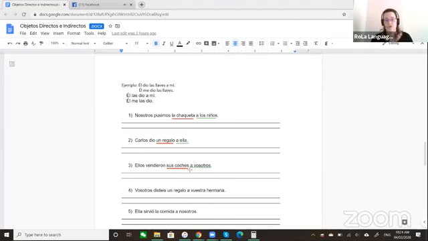So, número cuatro, number four, vosotros disteis un regalo a vuestra hermana. You all gave a gift to your sister. So again, what is the indirect here? It's a vuestra hermana, to your sister. Now how about for the direct object, the thing that's directly impacted by the verb? It's un regalo again, just like we had in number two. So now if we're going to say it with the indirect replaced, this one would be vosotros le disteis un regalo.